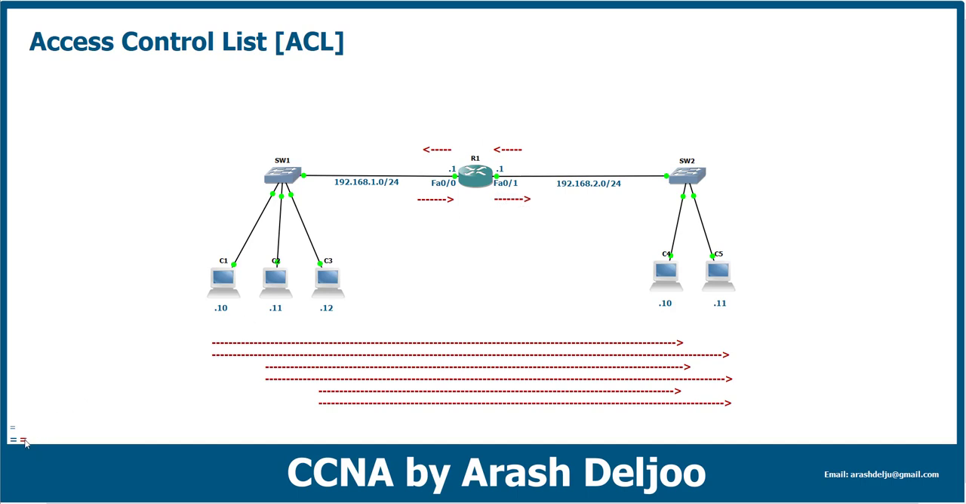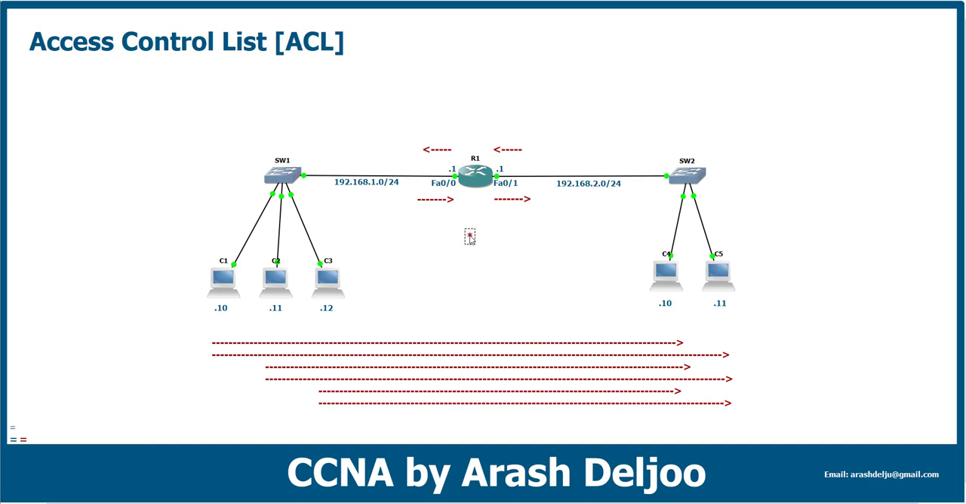For example, you can control which traffic can enter FastEthernet 0/0, or which traffic can be sent out from FastEthernet 0/1, or which traffic can enter FastEthernet 0/1, or which traffic can go out from FastEthernet 0/0. You can control all of this traffic, the traffic entering an interface and going out from an interface. The tool we use to control this traffic is the ACL.